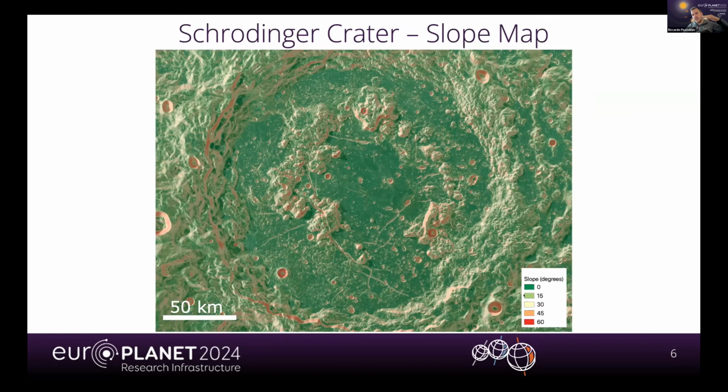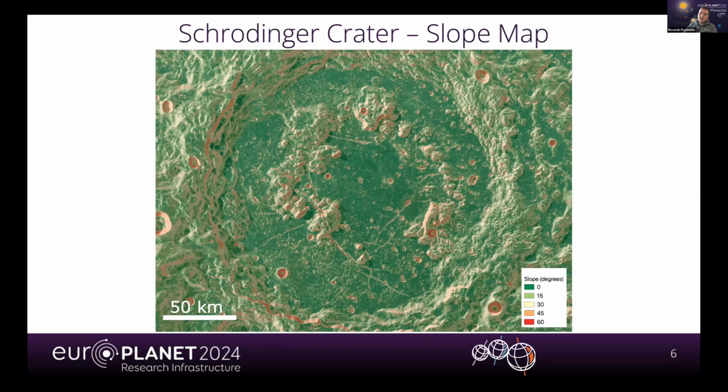Slope until 15 degrees, so lighter green. The slope until 30 degrees, we can decide to mark it in yellow, and above that in orange and in red, all the slopes that exceed 30 degrees, so 45 degrees and 60 degrees.